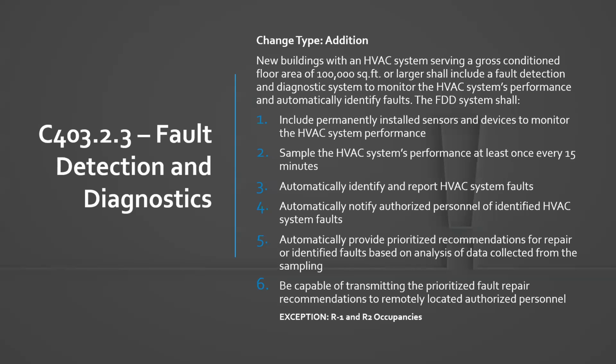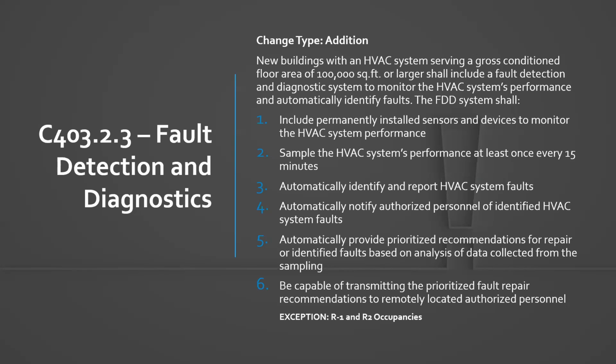So fault detection, I kind of briefly talked about that a second ago, but HVAC systems serving a gross conditioned floor area of 100,000 square feet or larger shall include fault detection and diagnostic systems. So this includes permanently installed sensors and devices for monitoring the HVAC performance. It samples the HVAC performance every 15 minutes. It can automatically identify and report the faults. It automatically notifies authorized personnel, a maintenance person, or someone in charge of maintenance for the building. It automatically provides prioritized recommendations for repair.